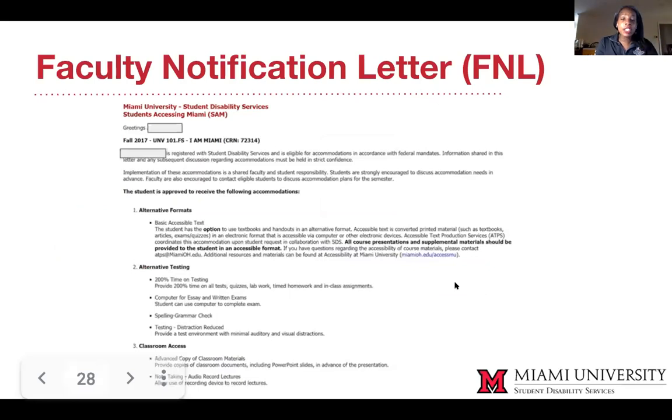Faculty notification letters come through. This is a sample letter. They outline all the accommodations that the student is eligible for. And if you were added to the portal, you would have access to view this information.